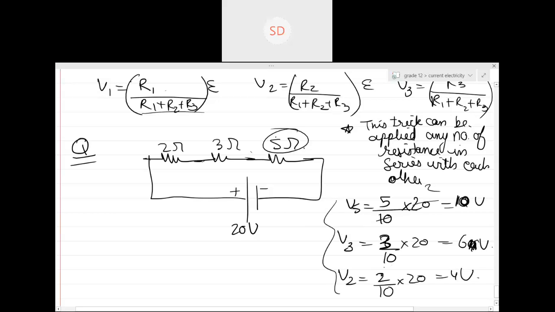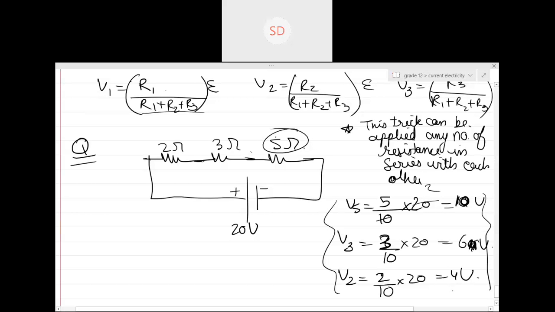Is this clear, guys? Direct. Is this trick clear? Yes, sir. This trick is called the voltage division trick. So use this, and once you find the voltage, you can find the current as well.